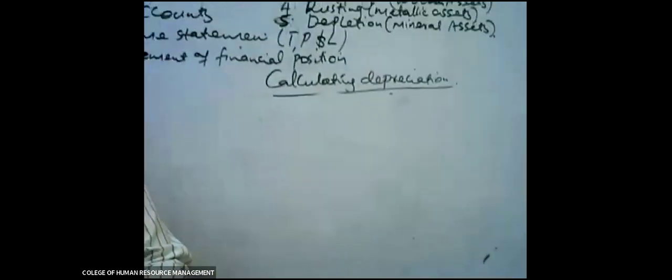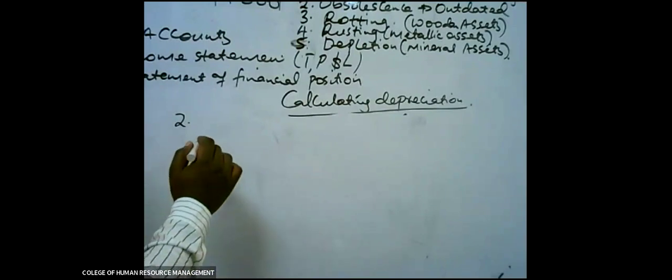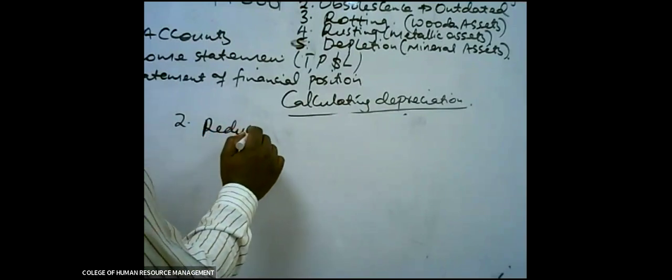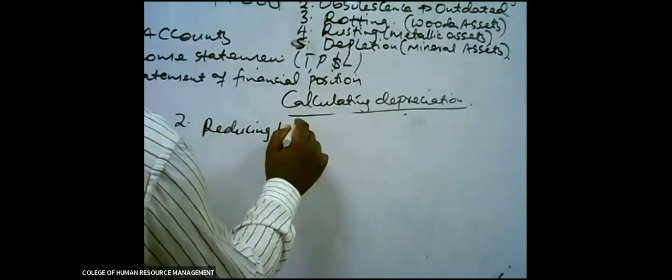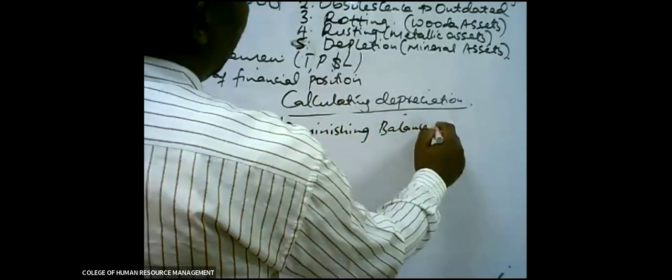Good. We go to the second method. The second method, commonly used in exam questions to calculate depreciation, is known as the reducing or diminishing balance method. The reducing or diminishing balance method.